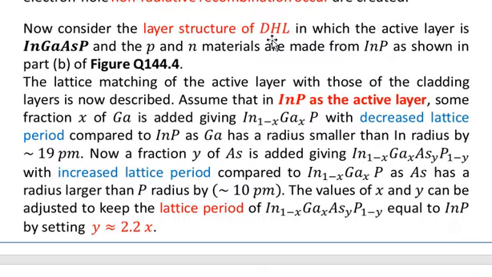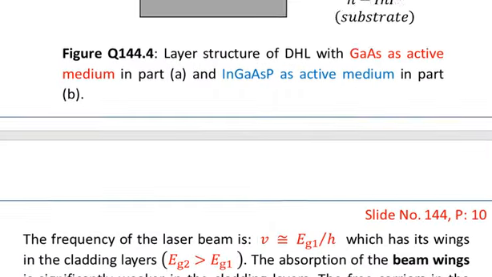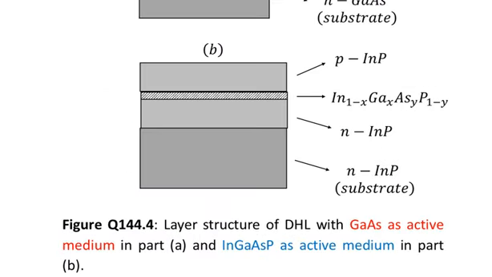Now consider the layer structure of DHL, in which the active layer is indium gallium arsenide phosphate, and the p-type and n-type materials are made from indium phosphate, as shown in part number B. So let me show you part number B again. You see that the p-type and n-type materials are made from indium phosphate, and the active medium is made from indium gallium arsenide phosphate.